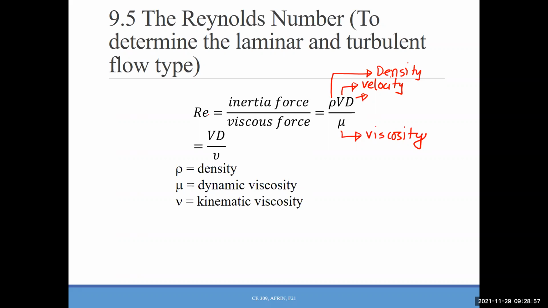Now, if you look at the Reynolds number, it's inertia force over viscous force. And for laminar flow, viscous force is very high.